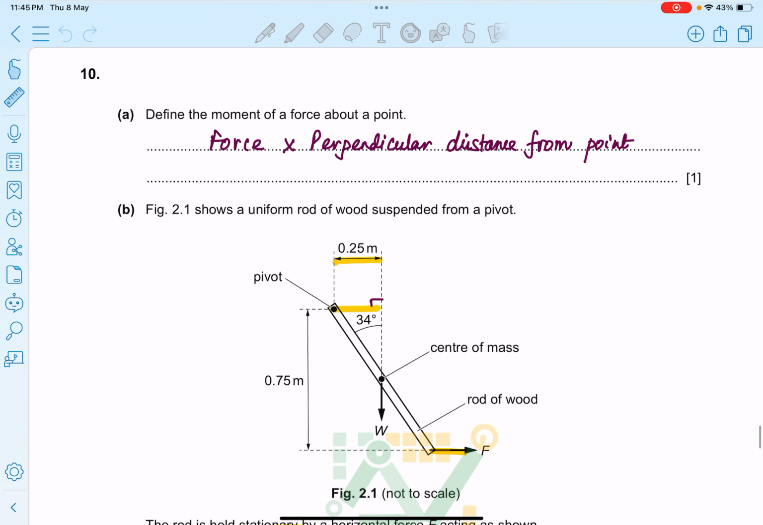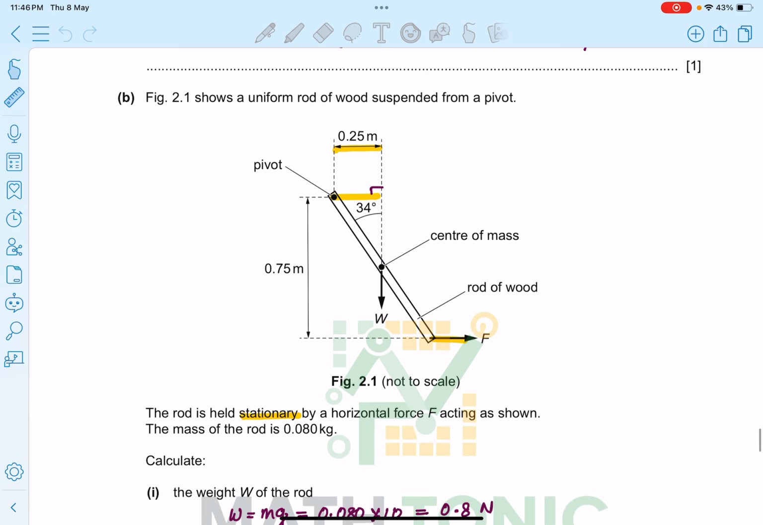Okay, next question is define the moment of a force about a point. So the definition, one more question. Remember, the moment of a force about a point is the force times the perpendicular distance from the point. We can say the product of the force and the perpendicular distance from the point. Now this is a question. There is a uniform wooden rod suspended from a pivot. You can see here, this is the rod, and this is the pivot we have.